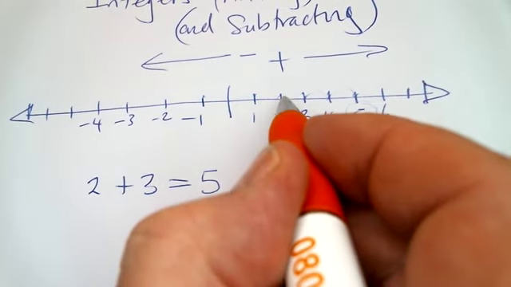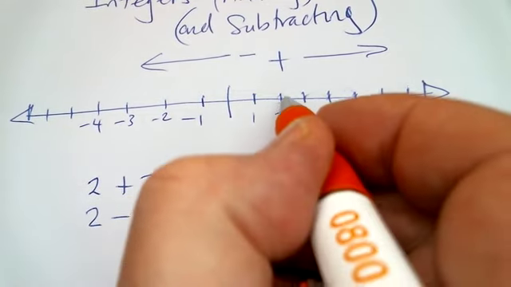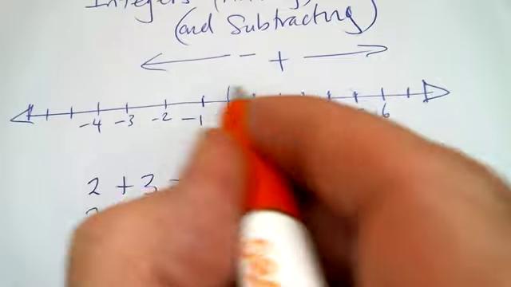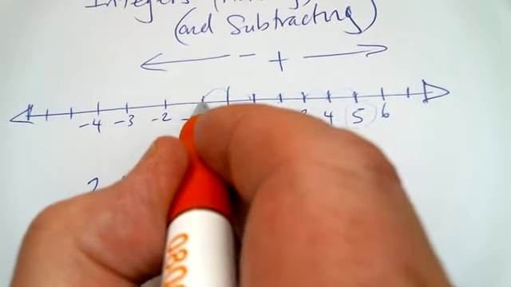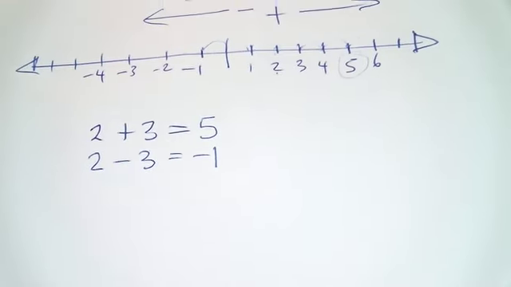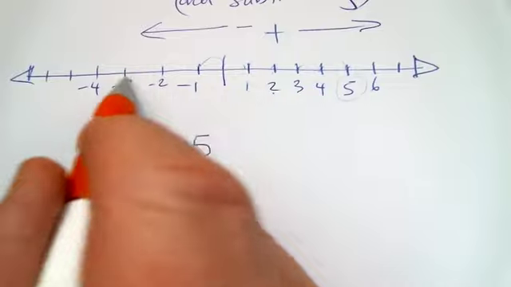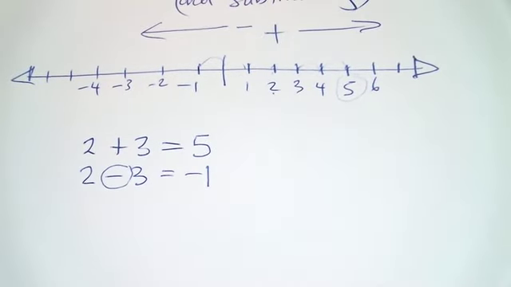Well, let's do it the other way around. Let's say 2 minus 3. So I got 2. This time I'm going to go in the negative direction. So I got 2, 1, 2, 3, and we end up at -1. So all we're doing is we're counting either forwards or backwards, depending upon the nature of the sign in there.